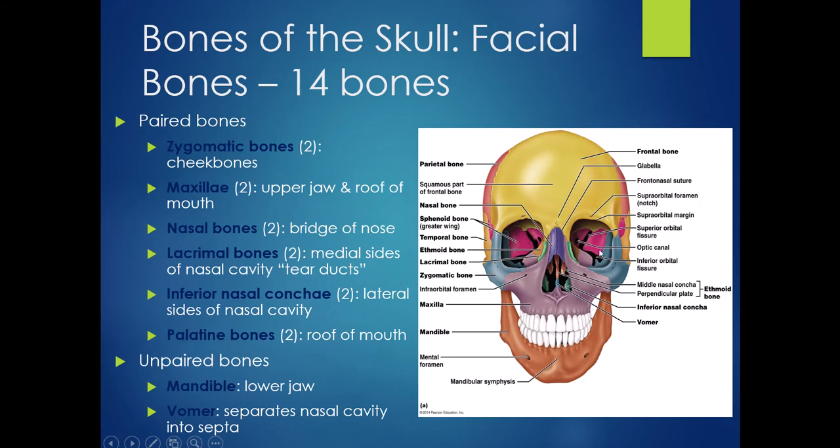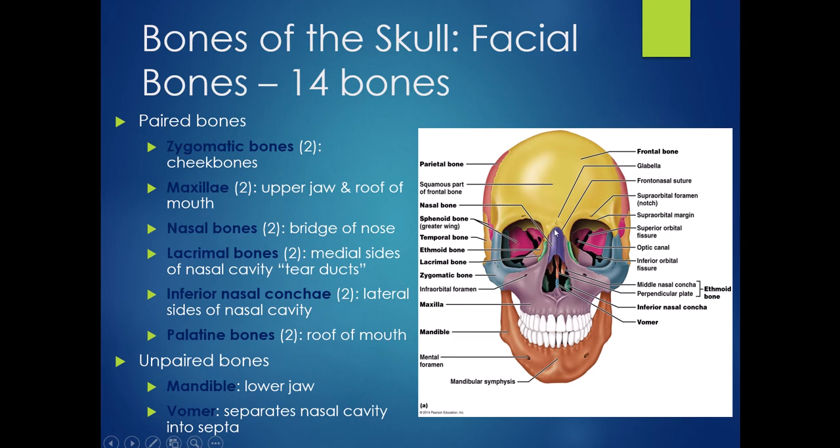If we look at the bones of the face, there are 14 of them, again paired right and left, many of them. So you have 2 zygomatic bones, which are your cheekbones. You have 2 maxillae. I know it actually looks like one, but they actually fuse together. It is actually 2 different maxillae that make up the upper jaw and part of the roof of your mouth. You have 2 nasal bones that make up the bridge of your nose.